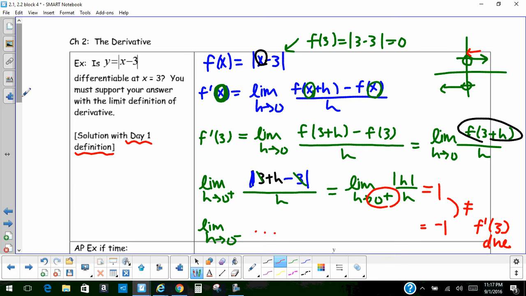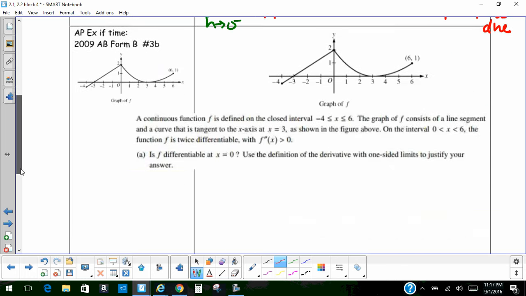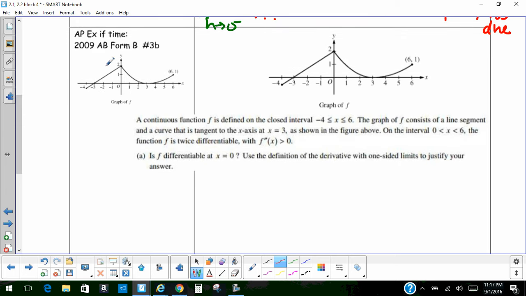And if you flip the page back again, I can work this example out. I don't know if I'll have time to do it in the videos I'm making tonight, but this is an AP example from 2009, an actual test that they used, and here's a function and then a description that they give you.